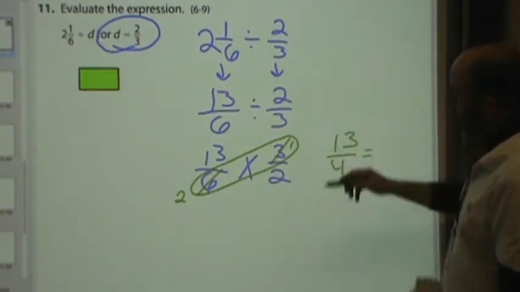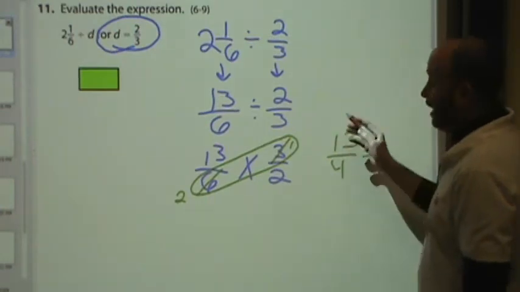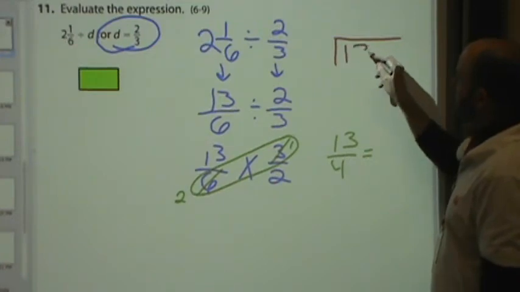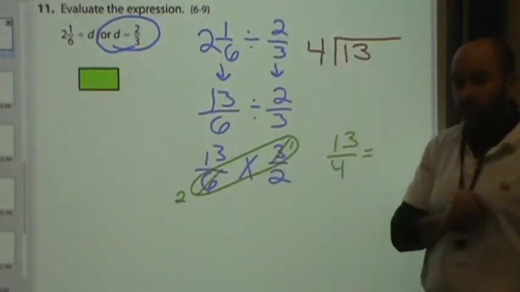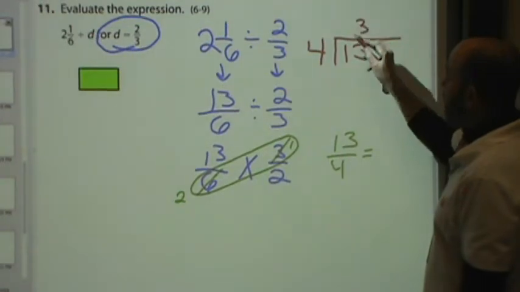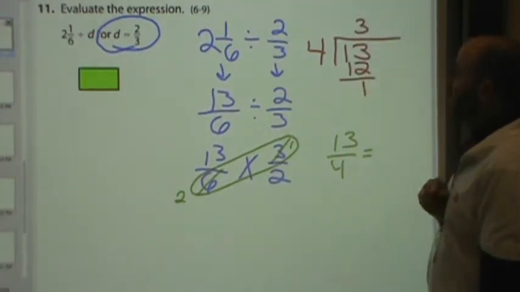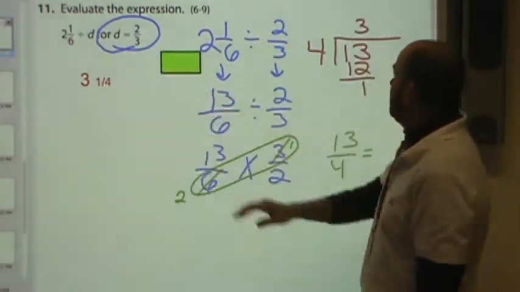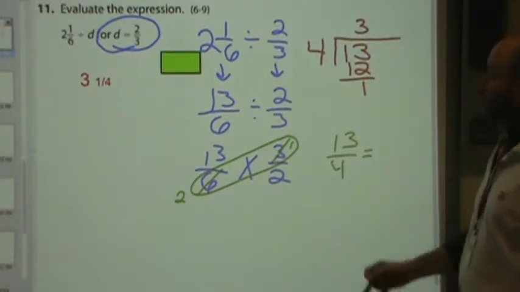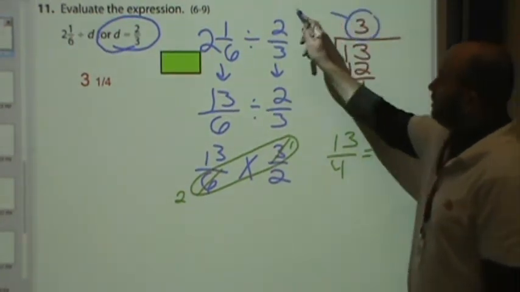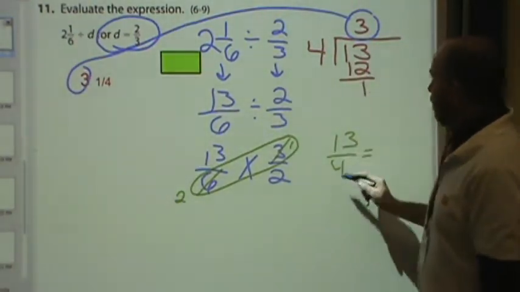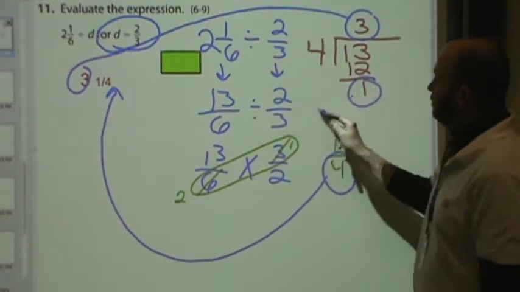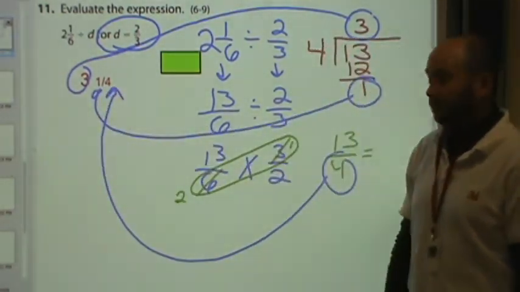Now we then have to take the next step and simplify that further into a mixed number. So we have 13 divided by 4, which is 3, and that's 12, and you have a remainder of 1. So our quotient will then be 3 with a remainder of 1/4. This is our whole number, our denominator is 4, and our remainder becomes the numerator.